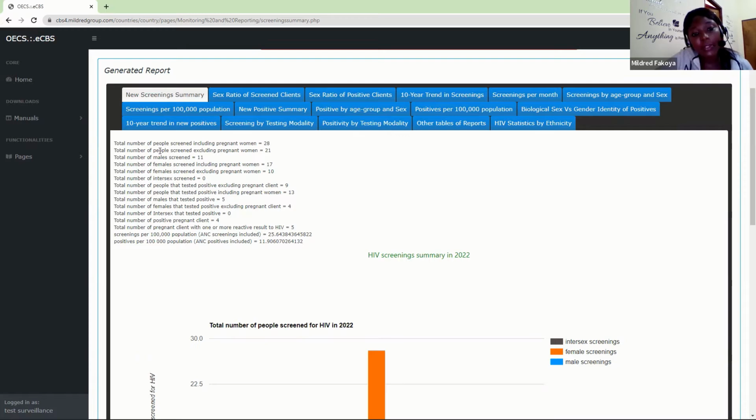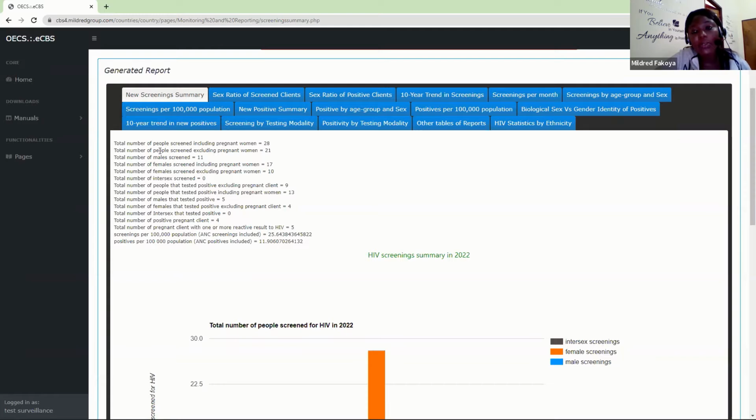total number of females screened, excluding pregnant women, the number of intersex clients screened, the number of people who tested positive, excluding pregnant women and including pregnant women, the number of people who tested positive that are males, the number of females that tested positive, excluding pregnant women, the number of intersex that are positive, the number of positive pregnant clients, the number of pregnant clients that have a reactive result to HIV but are not confirmed positive, or that have both reactive and a confirmed positive.